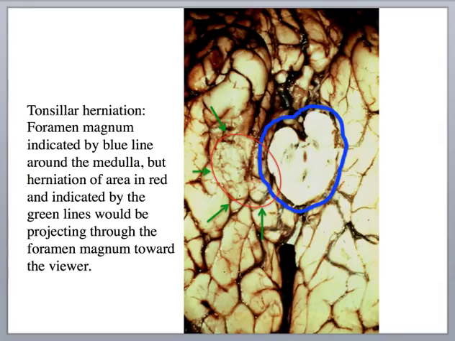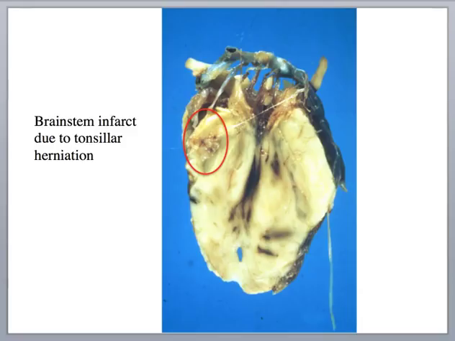The blue circle indicates the brainstem. And one of the consequences, because of compromise of the vessels traveling alongside the herniated tissue, is brainstem infarct. Obviously, this would be a devastating injury.